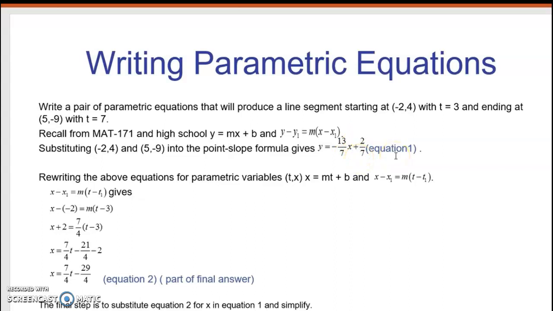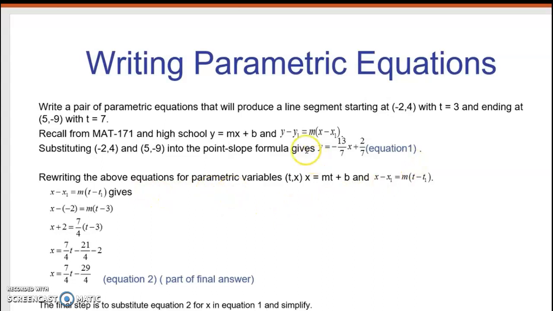This is the first equation, but notice that this equation is not in parametric form, because if it was in parametric form, we would have the variable either y or x, not both, and we would also have to have the variable t in the equation. But we need this equation to find our two parametric equations. So we're just going to hold on to this equation.